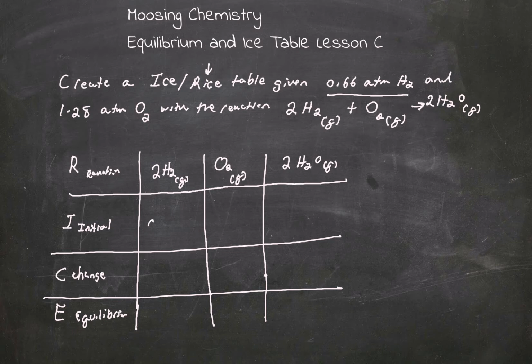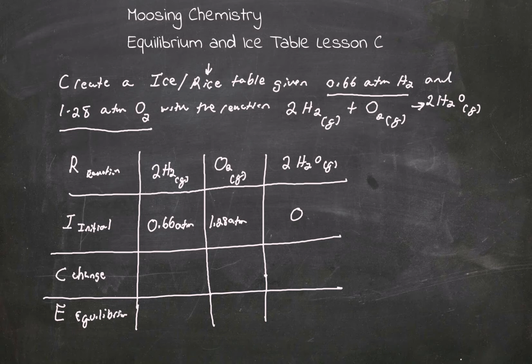So we're going to write 0.66 ATM. We have 1.28 atmospheres of oxygen, so we're going to write 1.28 atmospheres of oxygen. What do we have for our water vapor? Hey, wait a minute. The reaction hasn't occurred yet, right? So our initial amount of water vapor is 0. We don't have any. We have nothing.